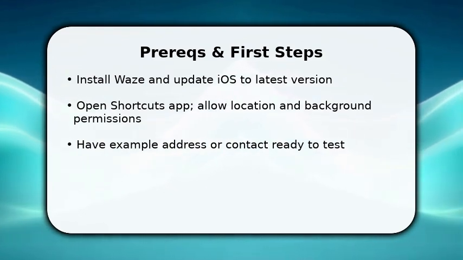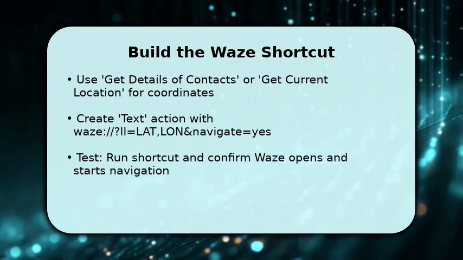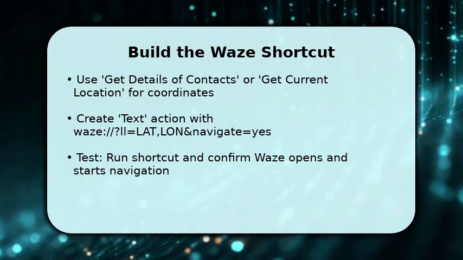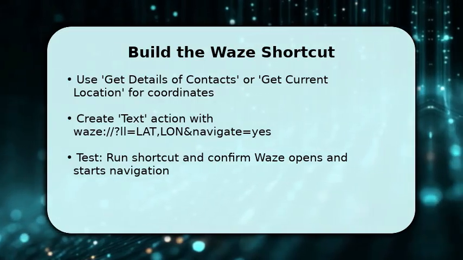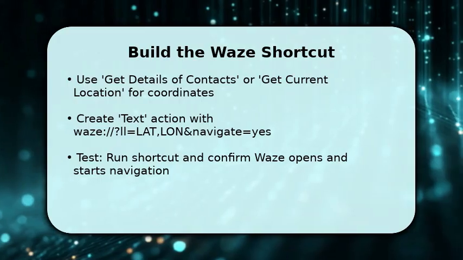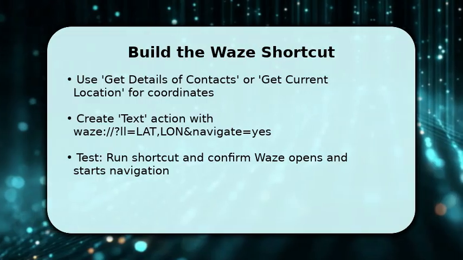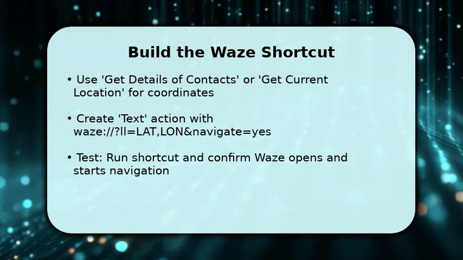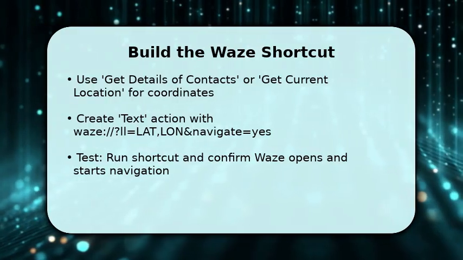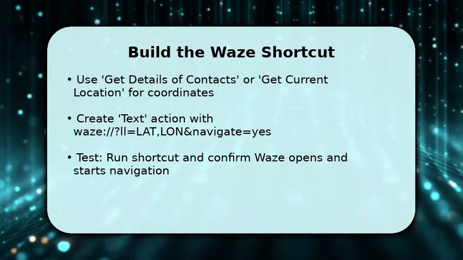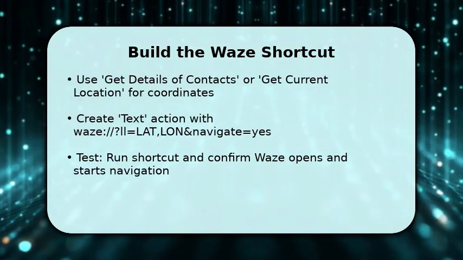Now build the middle steps that actually pass addresses into Waze. Use Get Details of Contacts or Get Directions from Maps to extract latitude and longitude, then insert those variables into a text action formatted with waze://?ll=lat,lon&navigate=yes. Add an Open URLs action to launch that URL. Once assembled, run the shortcut with a real address to verify Waze opens and begins navigation. Make sure variables map correctly to lat and lon.